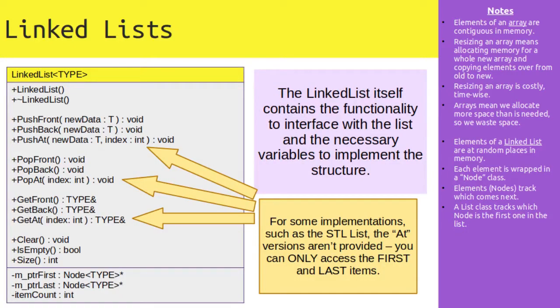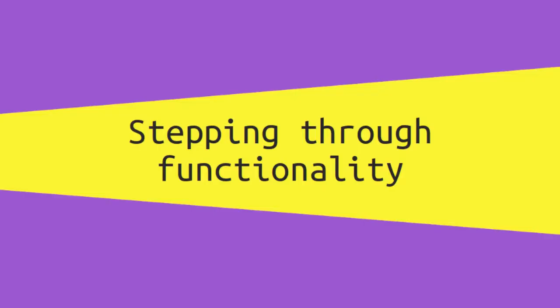The linked list itself contains the functionality to interface with the list and the necessary variables to implement the structure. As a note, some implementations of lists do not contain any functionality to access things in the middle, just the front and the back. But we are going to implement all three: push front, push back, push at, and the same for our pop and get as well. So let's look at the functionality of a linked list visually before we get into any code.